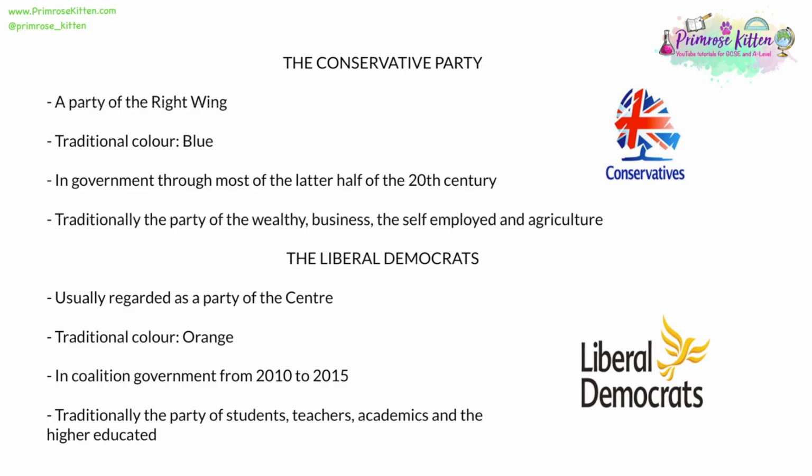The Liberal Democrats is usually regarded as a party of the centre. Its traditional colour is orange. It was in coalition government from 2010 to 2015 and has traditionally been the party of students, teachers, academics, and the higher educated.